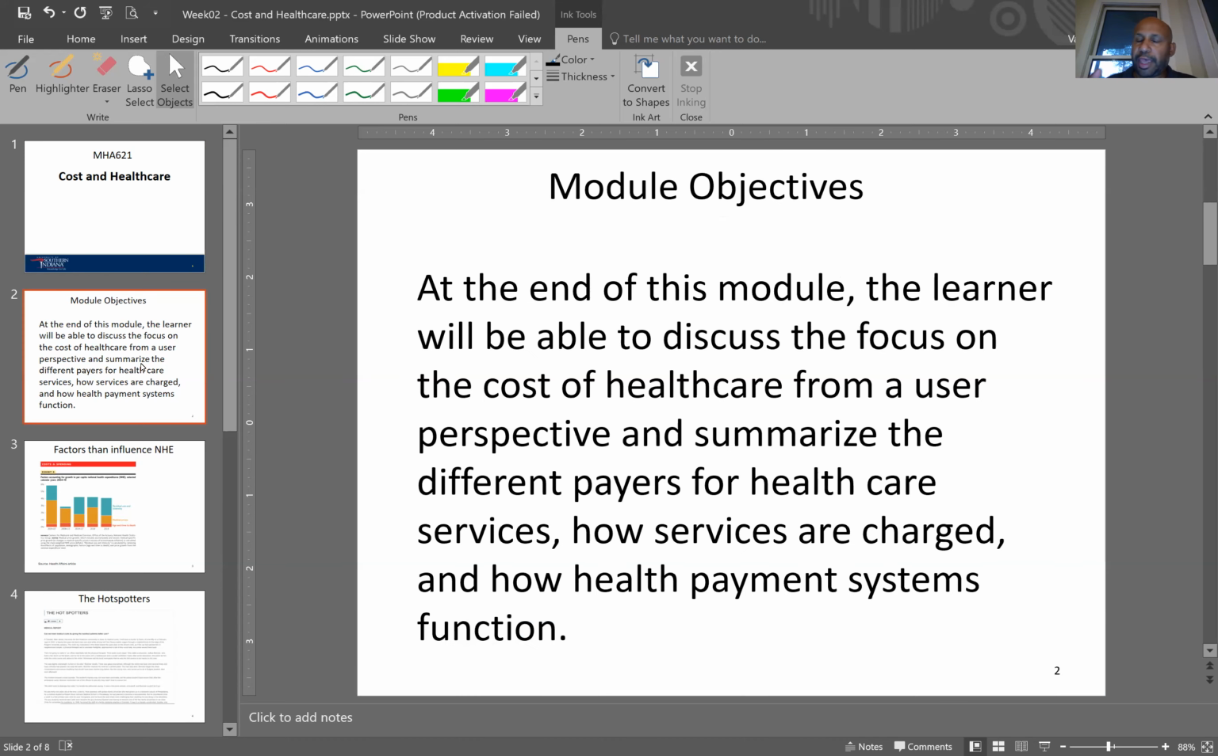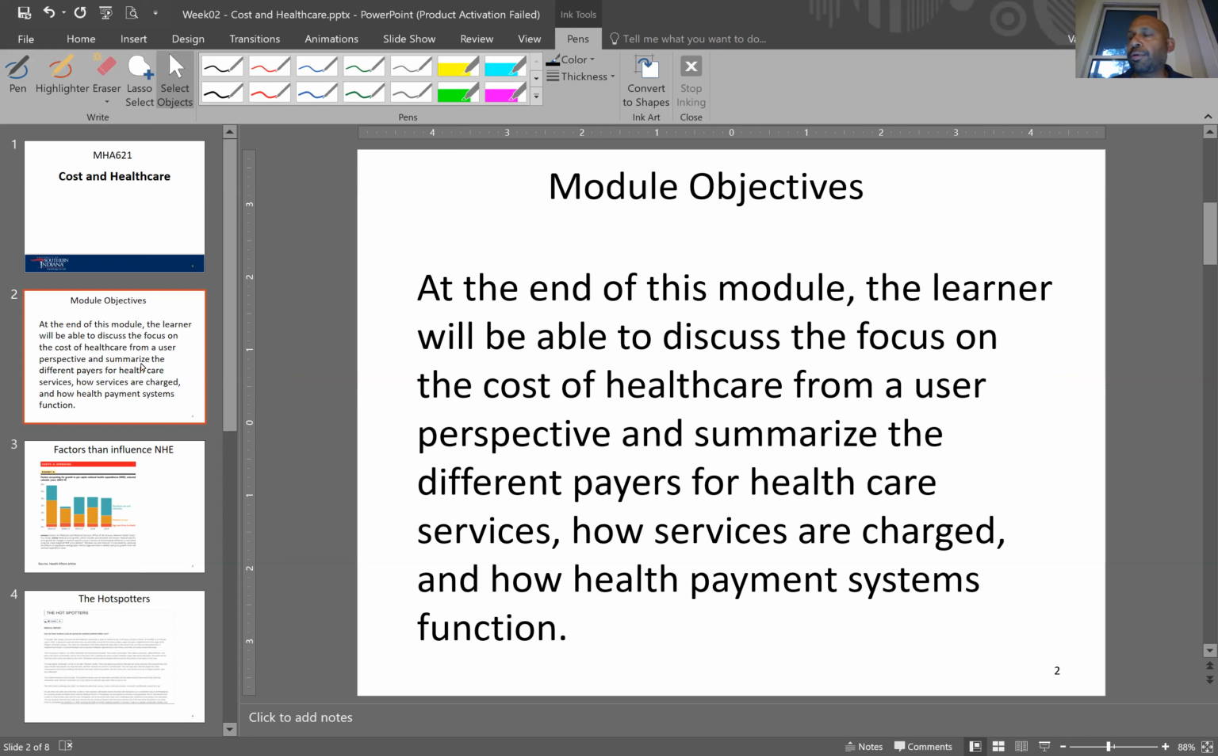At the end of this entire module, what I'm hoping is you're going to be able to, in the spirit of MHA 621, have a generalized and specialized focus on the cost of healthcare from a user perspective, and also be able to summarize some of the issues arising from different payers in healthcare, how some services are charged, and overall how health payment systems function.